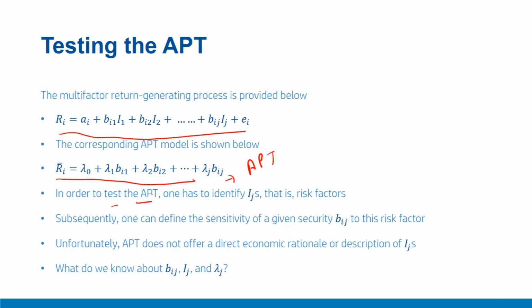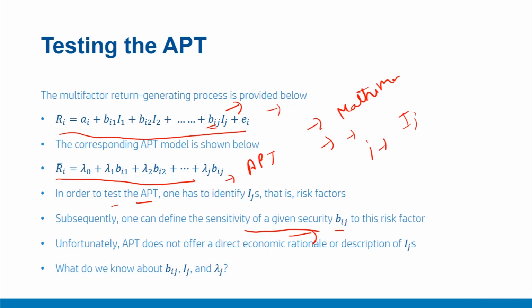In order to test this APT model, one needs to identify these indices, Ijs. These are risk factors or broad market-wide influences. Once these Ijs are identified, either through some mathematical procedure or maybe through a priori theoretical underpinning, one can obtain sensitivities, that is Bij. Bij here is the sensitivity of a security i to a risk factor Ij. One identifies these Bijs, which is the sensitivity of a given security to the risk factor.